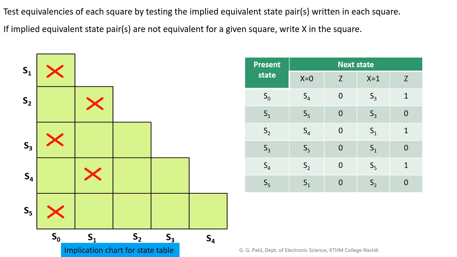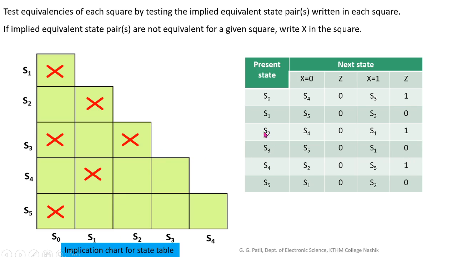S1 S5 square. Then the next square is S2 S3. Check the outputs: 0 0 1 0. Since the output is different here, place the cross mark in that square. Okay, the next is S2 S4.